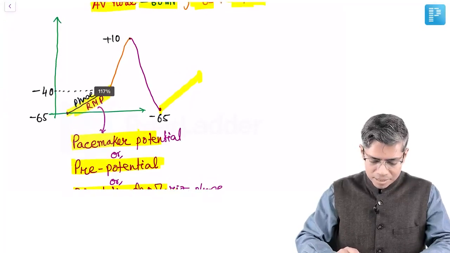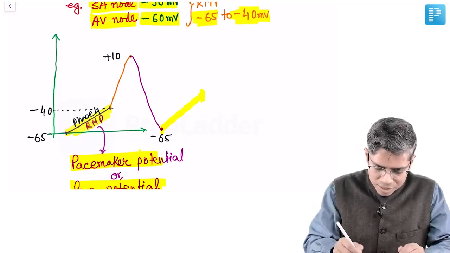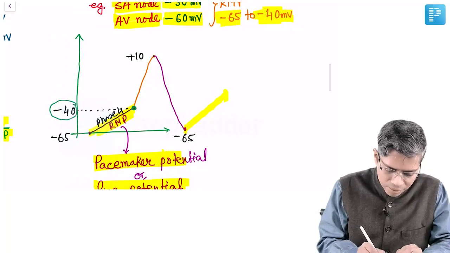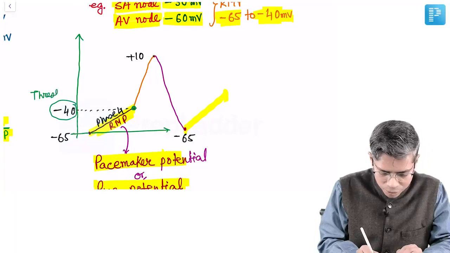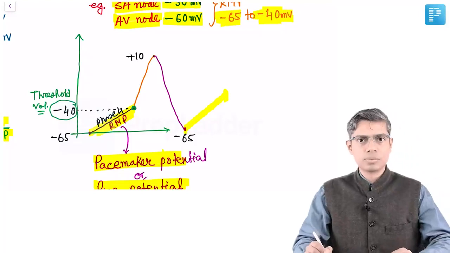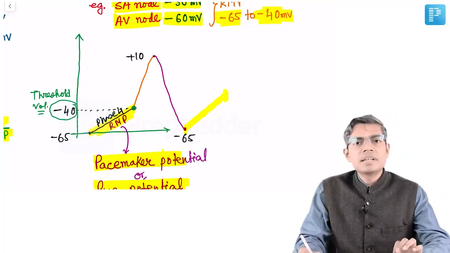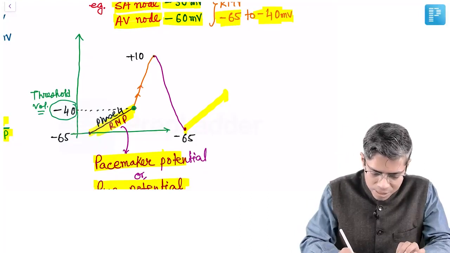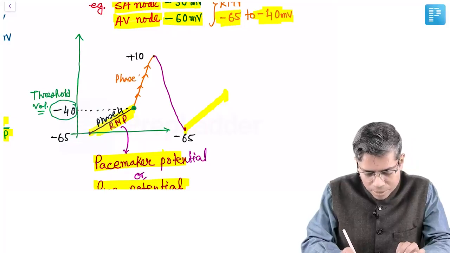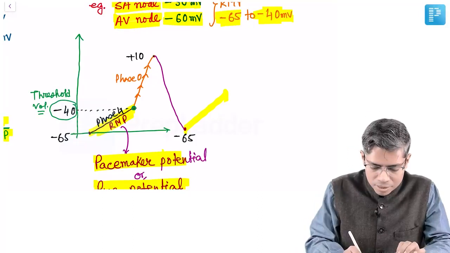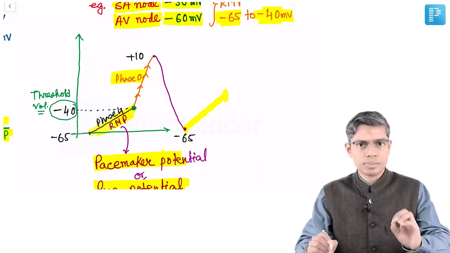Now whenever this resting membrane potential touches minus 40 millivolt, minus 40 millivolt is the threshold voltage for nodal tissue. You know the meaning of threshold voltage from the previous discussion. So whenever it touches the threshold voltage, the action potential will start, and this part is known as phase number 0 of nodal tissue action potential.